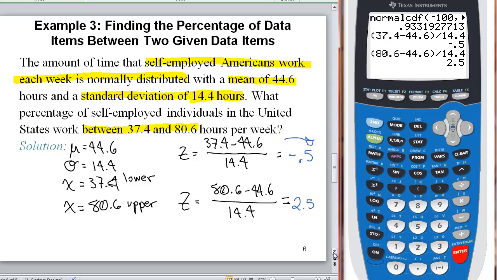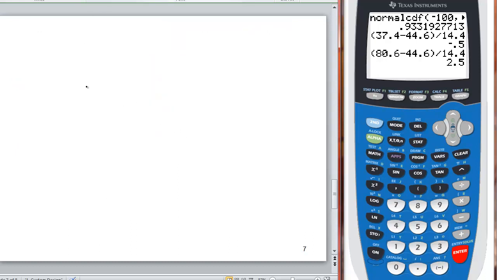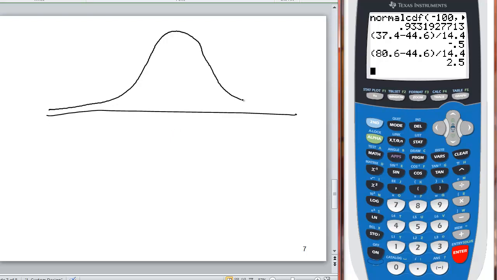All right, now remember, a picture is worth 1,000 words. So I'm going to draw my graph. Here's my center, and so there's 0. And remember, I'm going negative. So here's negative 1 as a z-score, here's negative 2, here's negative 3. Here is positive 1, positive 2, positive 3. And now negative 0.5 is going to be here, and 2.5 is going to be here.